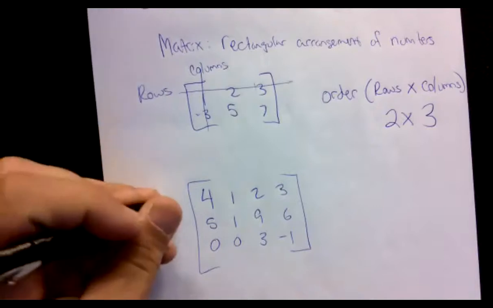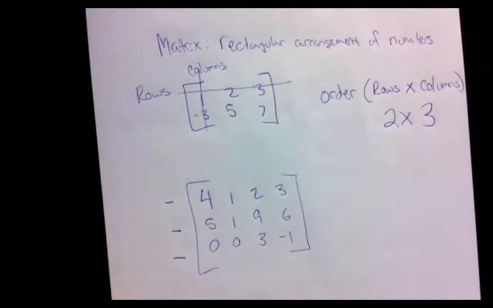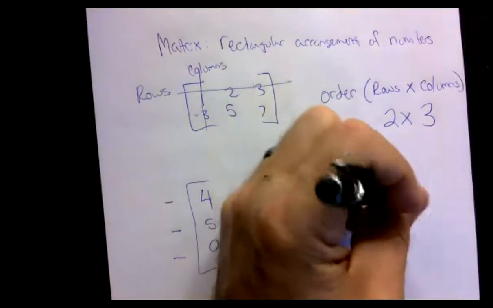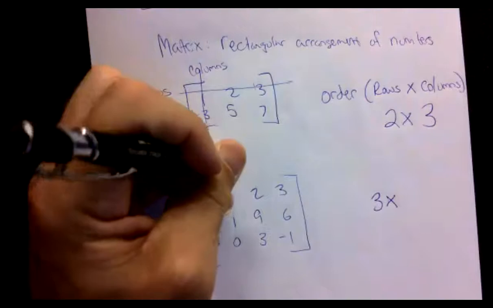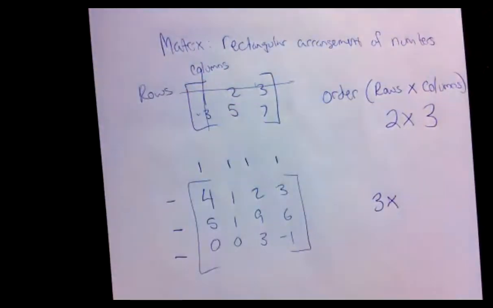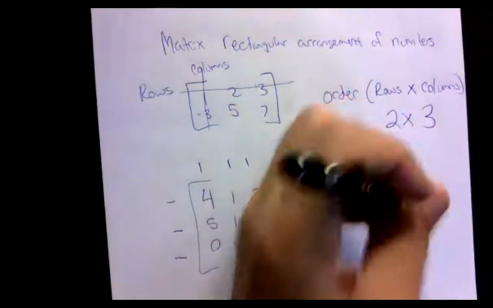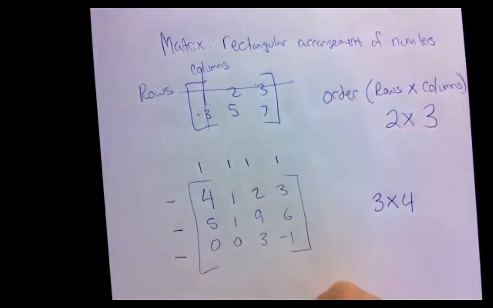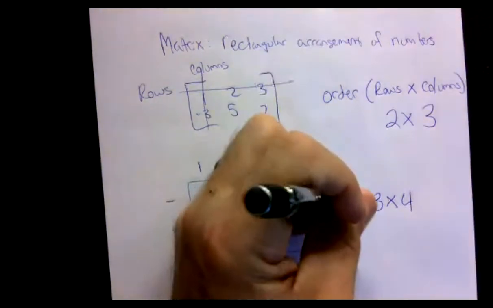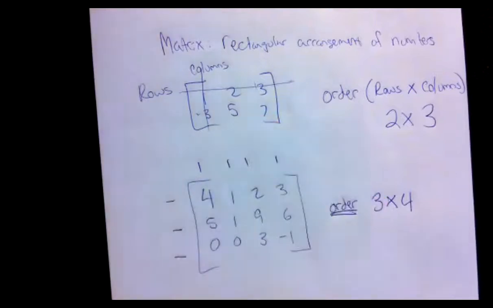Okay, this is an example. We have 3 rows. We have 4 columns. This is an example of a 3 by 4 matrix. So again, that's just simply the order of the matrix. It's kind of asking for the size.